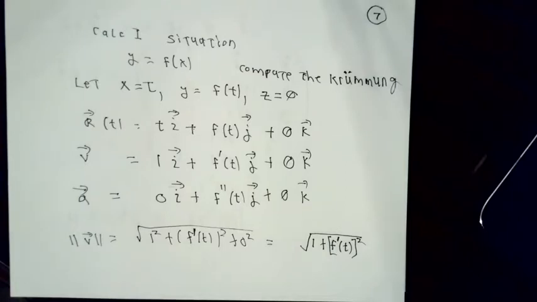I'll also need to know what the speed is. The speed is the square root of what you get when you take the components of the velocity vector, square them, and add them up. In this case, the third component was 0, so we just end up with 1 plus the square of the derivative of f evaluated at t. t is, of course, secretly x here.